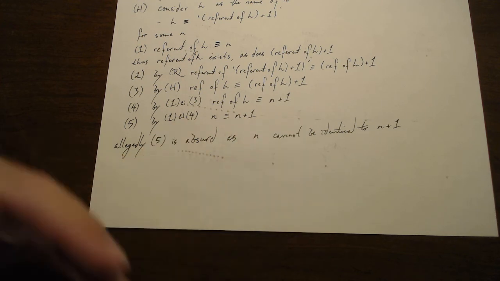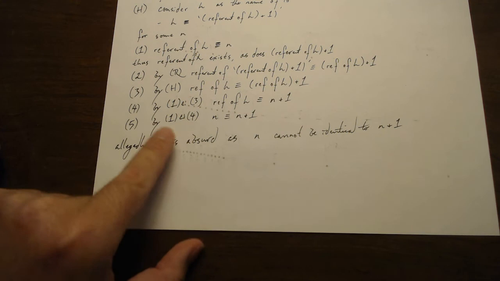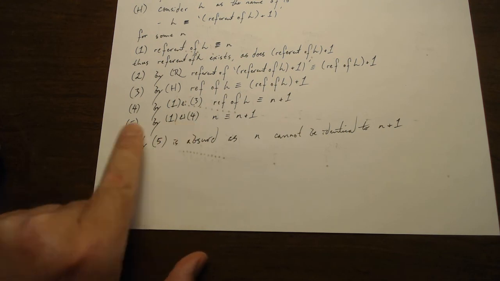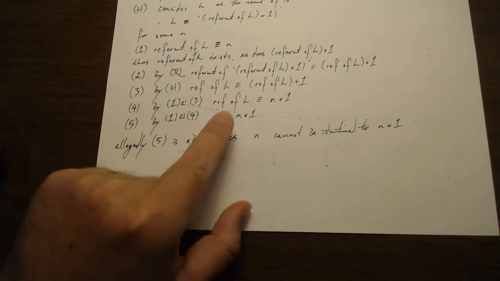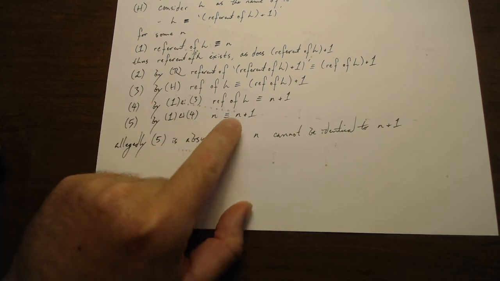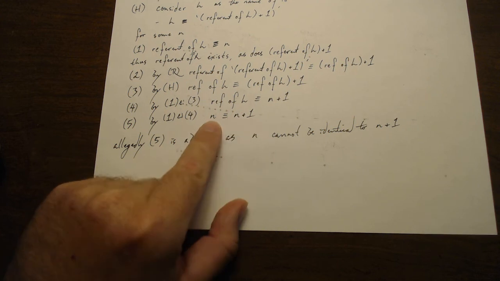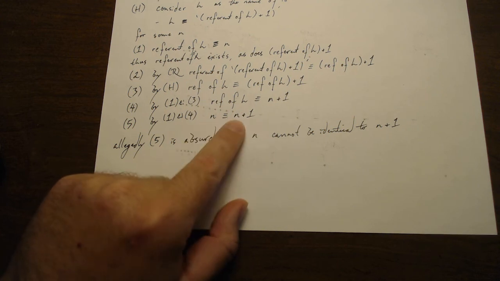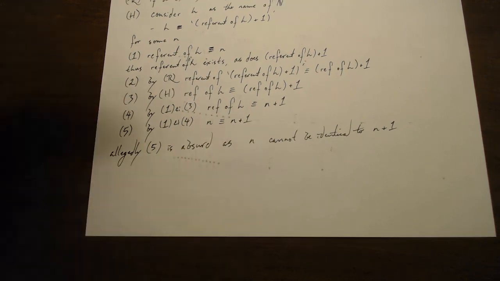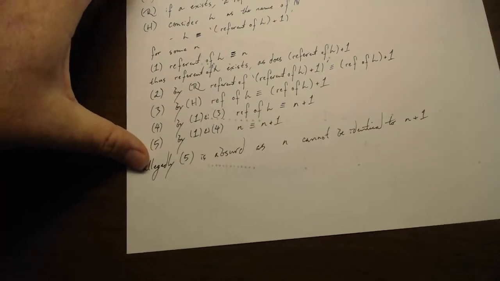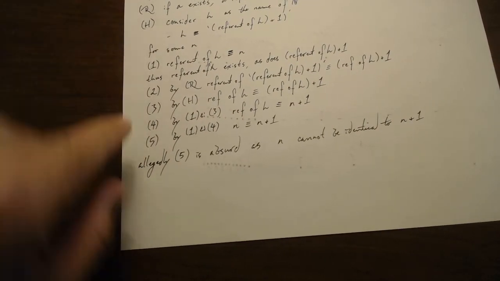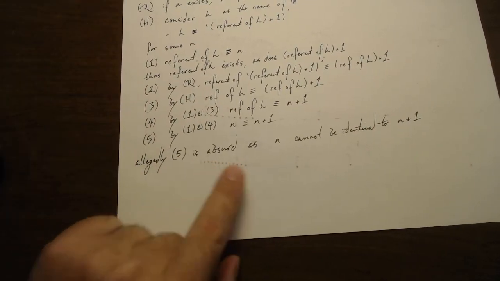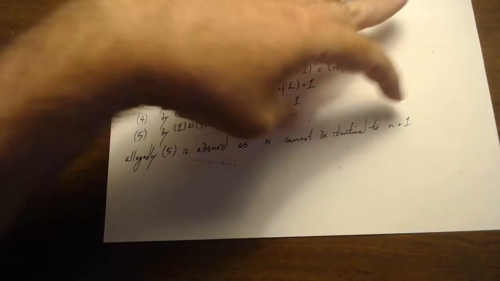And by transitivity of identity, together with 1 and 4, we get 5: the result that n is identical with n plus 1. So the number is itself plus 1, according to these rules. Now, allegedly, this is absurd, as n cannot be identical to itself plus 1. Okay.